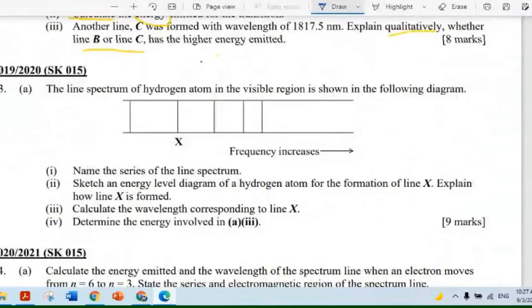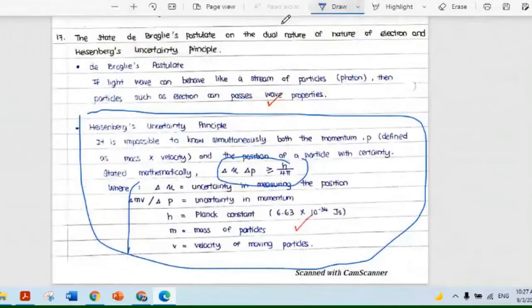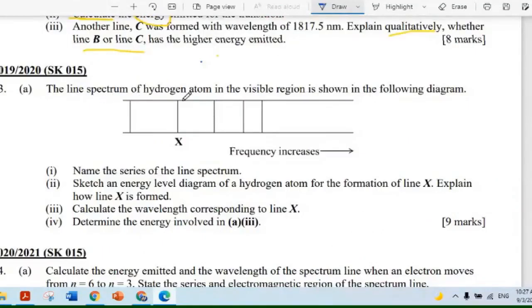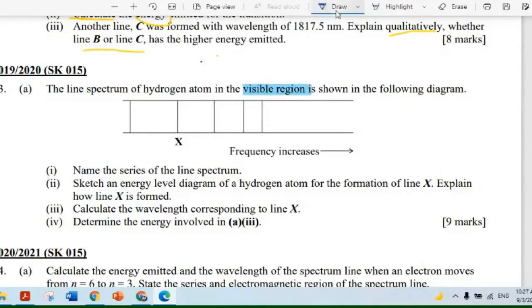Okay, the line spectrum of hydrogen. The line spectrum of hydrogen atom in the visible region is shown in the following diagram. Visible region is for Balmer series. Yes, very good. N equals to? N equals to 2. Okay, you can continue. The first question asked: name the series of the line spectrum. So the series is Balmer series. Okay, good.